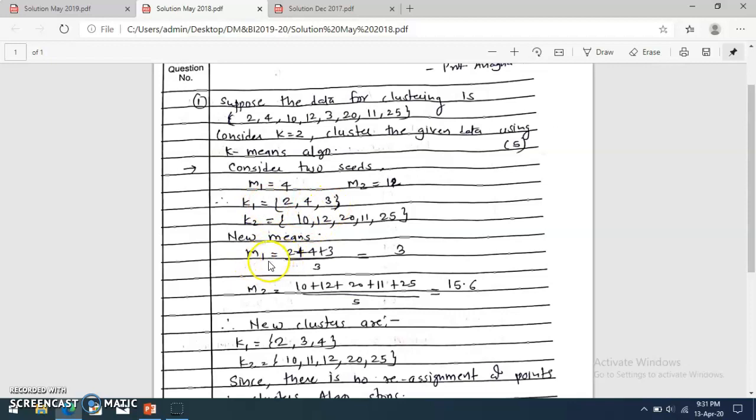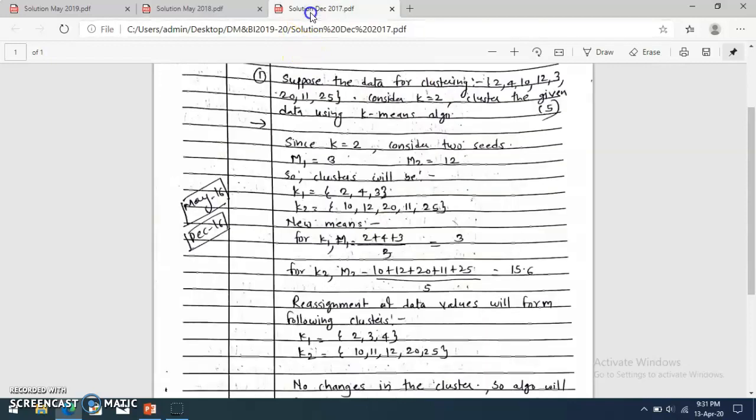For each cluster I am going to find out the new means. I have got the new means and accordingly I am going to place the values near to whichever mean they fall. Now the clusters which I have got are similar to the previous step, hence reassignment would not be done.